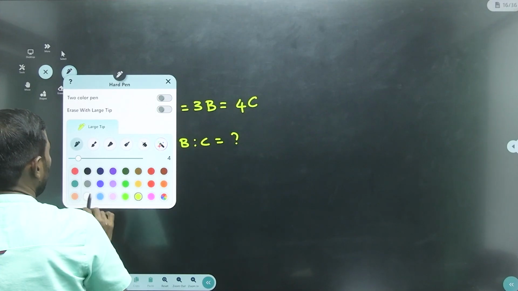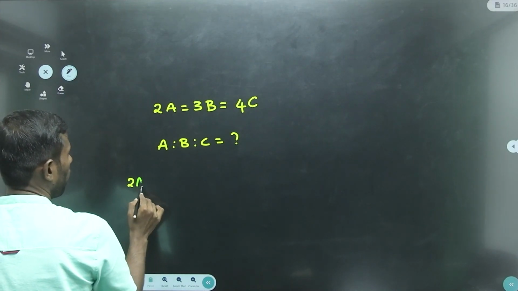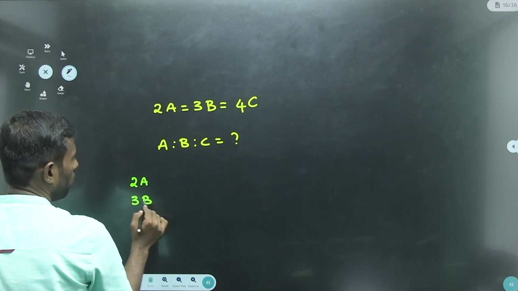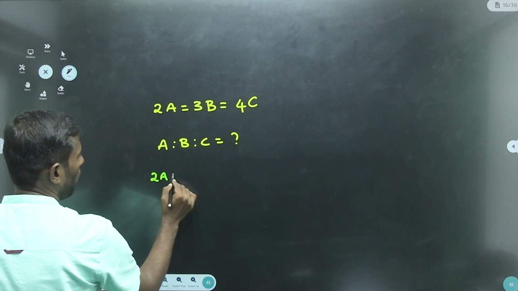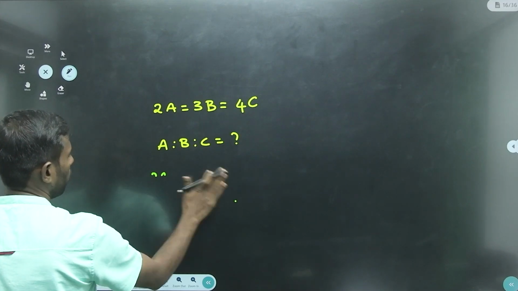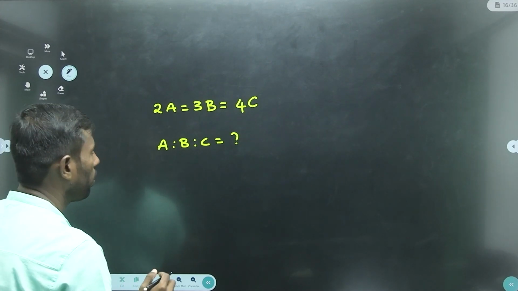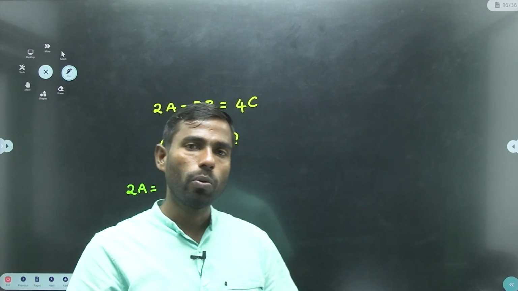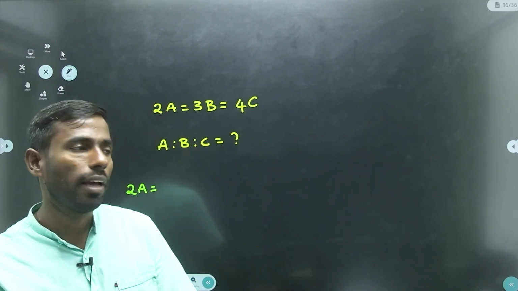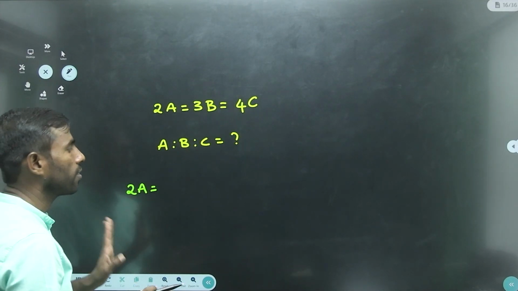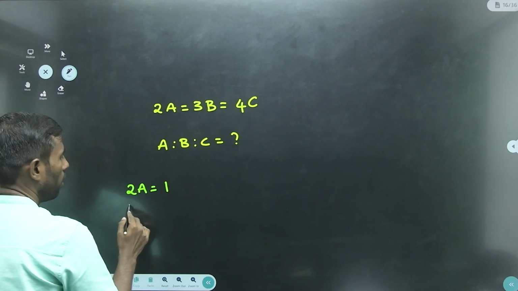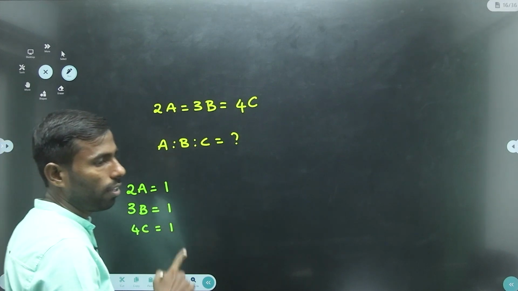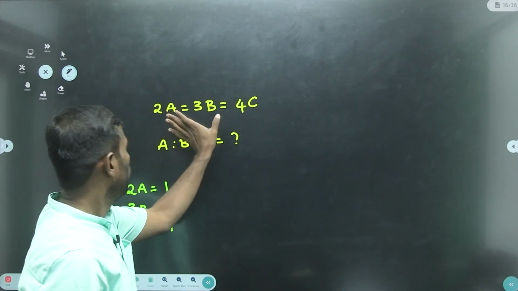He has given 2a equal to 3b equal to 4c. So make it equal to any value. It can be 1, 2, 3, 4. Whatever the value, you get the same answer. For understanding purposes, I'm taking one example: take it as 1. 2a is 1, 3b is also 1, 4c is also 1. So make all these values equal to 1.